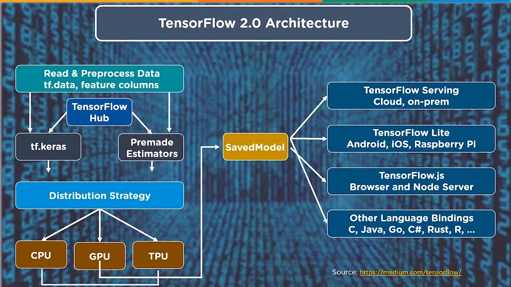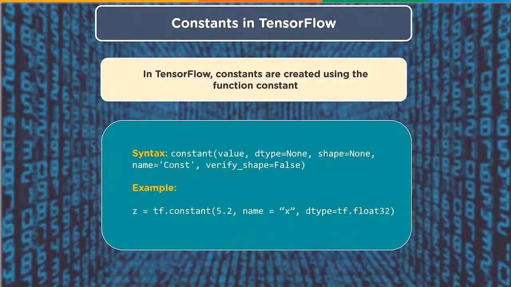Let's go ahead and take a look at three specific pieces of TensorFlow. Those are going to be constants, variables, and sessions. So very basic things you need to know and understand when you're working with the TensorFlow setup. So, constants in TensorFlow. In TensorFlow, constants are created using the function constant. In other words, they're going to stay static the whole time, whatever you're working with.